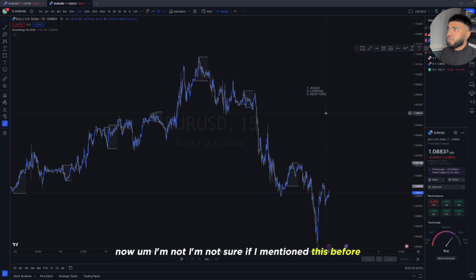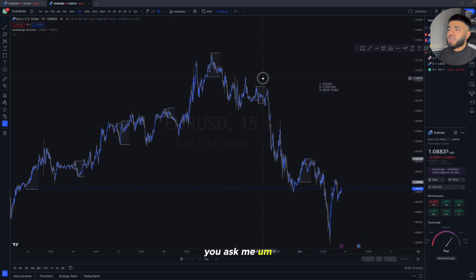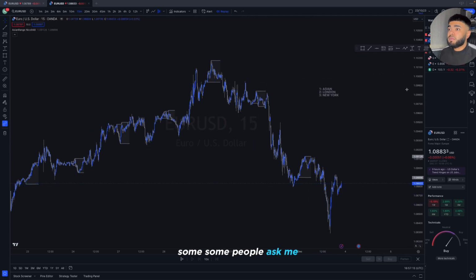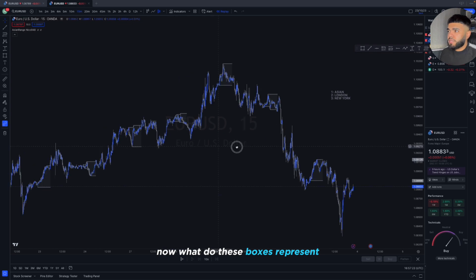Now, I'm not sure if I've mentioned this before, but we tend to trade the London session and the New York session because they move the most. Now, to the Asian session, some people ask me, why do we mark it out? If you can see, there's boxes on the chart right over here. What do these boxes represent?